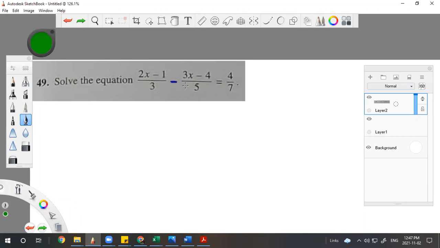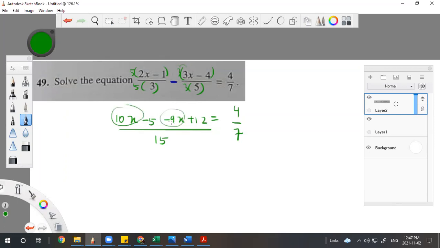Jadiin 15 ya. Yang kiri aja, yang kanan nanti aja. Ini 4/7. Belakangan lah, nggak usah dipikirin. Ini over 15 berarti 5. Ini 3, right? So 10x minus 5 over 15, right? Ya, ini over panjang. Kenapa panjang? Soalnya ini udah 15. Minus 3 times 3 minus 9x minus 3 times negative 4 plus 12. Ya, oke, kita collecting x, right? Soalnya 10x minus 9x, negative 5 plus 12 plus 7 over 15 equals 4/7.